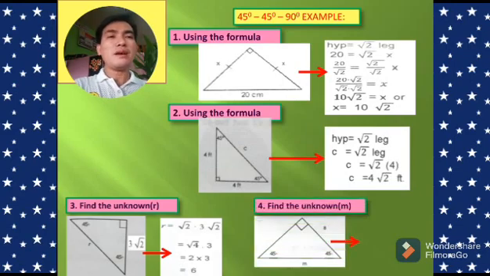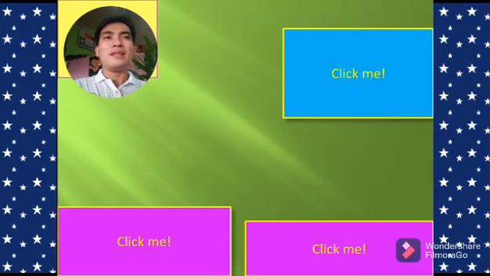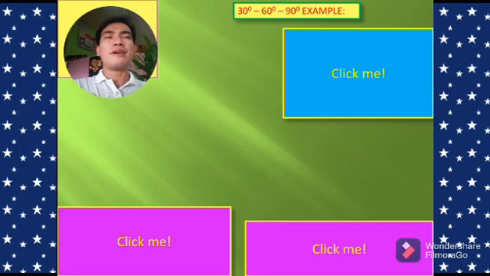In that case, we have the leg, which is equal to 8, and the hypotenuse is m. Okay, same pattern will do. You would have square root of 2 times 8, which is the leg. And therefore, you would have the final answer as 8 square root of 2 equals m. Is that clear now? Now, let's proceed to 30, 60, 90 degree triangle.